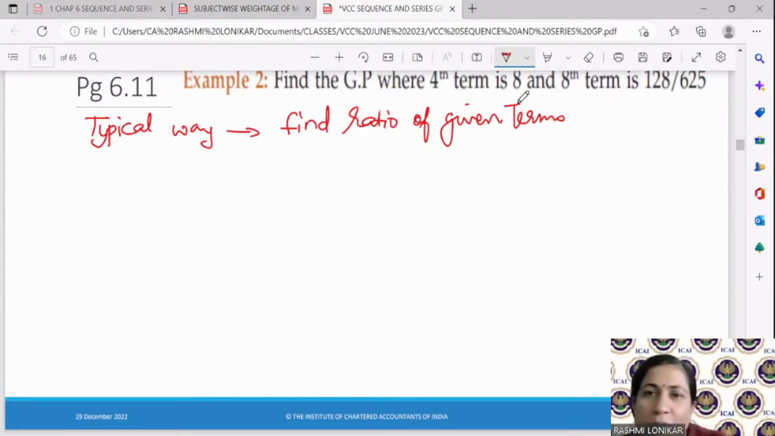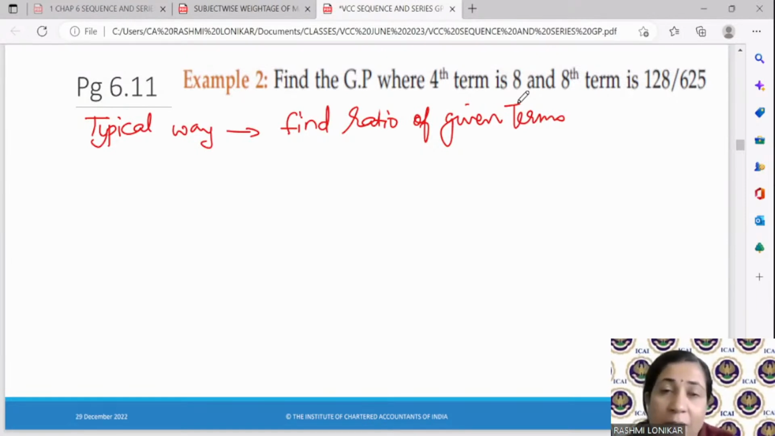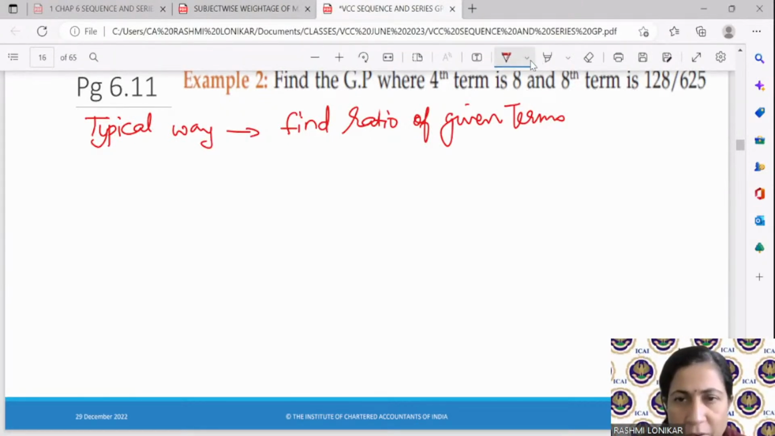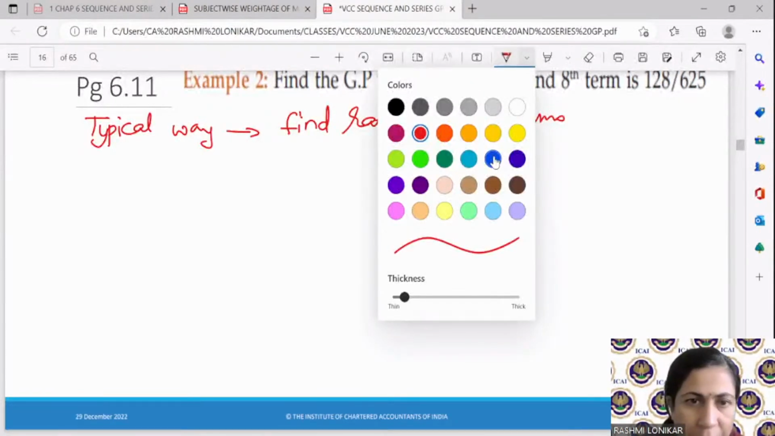Why do we do that? So that we eliminate A. Remember in AP when two terms were given, what did we do? We subtracted. Two simultaneous equations were formed and we were able to subtract. Here we will not have simultaneous equations like that. You will find the ratio between the given terms. That will eliminate A, and then you will be able to find the value of R. Once you have found R, you will be able to find A. Okay, so just remember this. You have to find the ratio of given terms. If you follow this, you will not make a mistake.